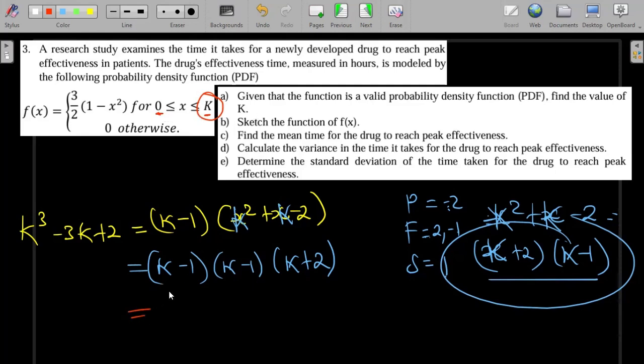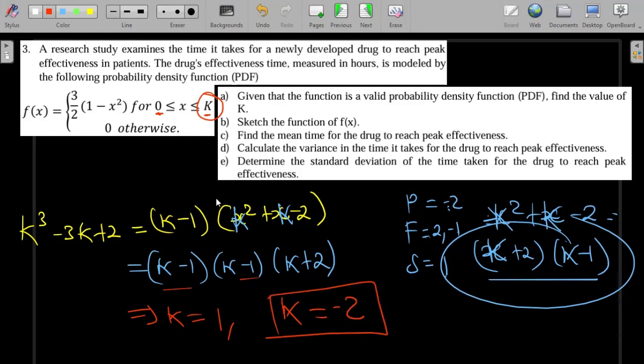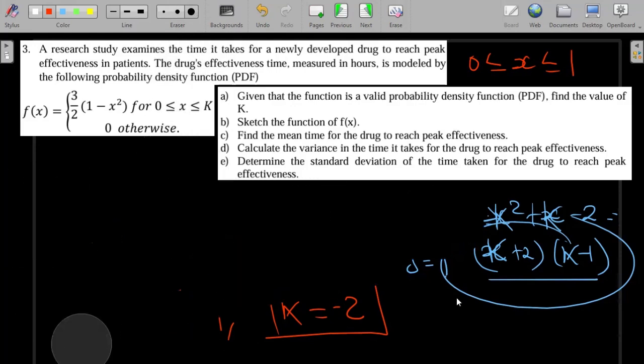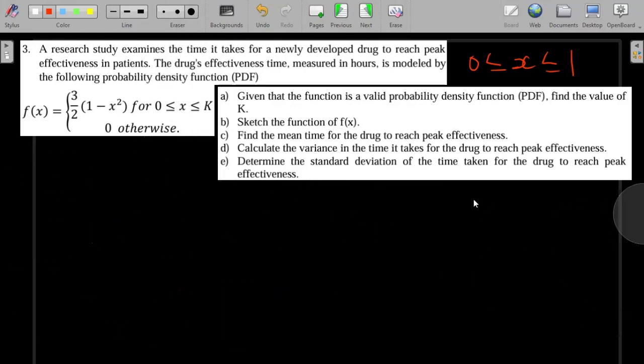So from this one, I'll get k is equal to 1. From this one, I'll get k is equal to -2. But this one here cannot be the answer because they said k is actually greater than 0. So we conclude here that k is just 1. So it means our interval is 0 to 1. So the value of k is 1. Okay, so we're done with part A. Let's look at part B.